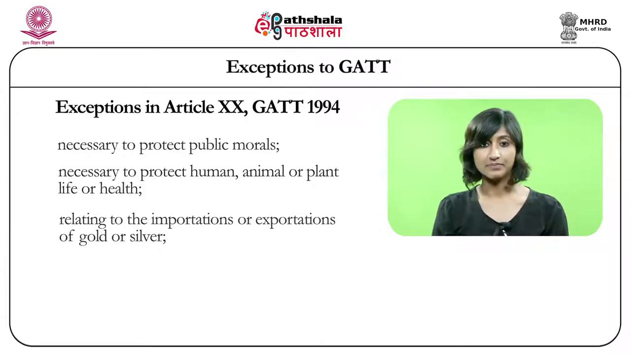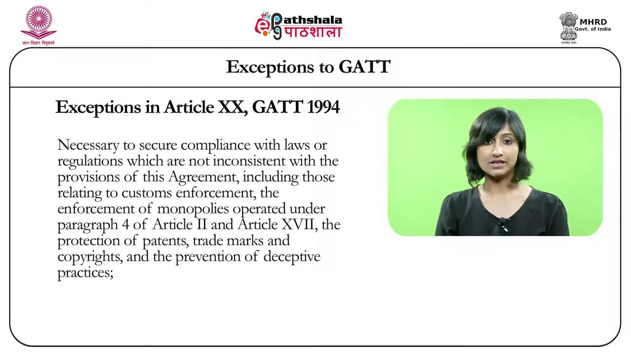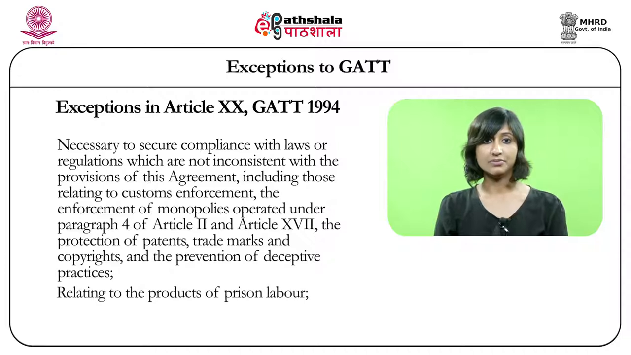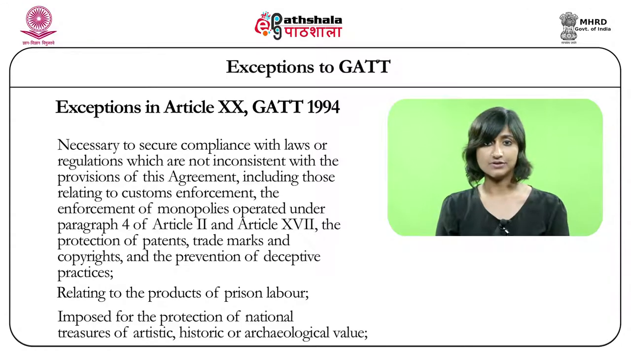D, necessary to secure compliance with laws or regulations which are not inconsistent with the provisions of this agreement, including those relating to customs enforcement, the enforcement of monopolies operated under paragraph 4 of Article 2 and Article 17, the protection of patents, trademarks and copyright, and the prevention of deceptive practices. E, relating to the products of prison labor. F, imposed for the protection of national treasures of artistic, historic or archaeological value.